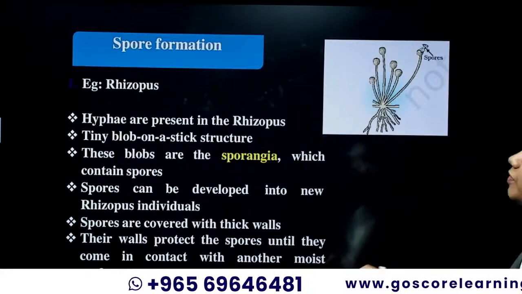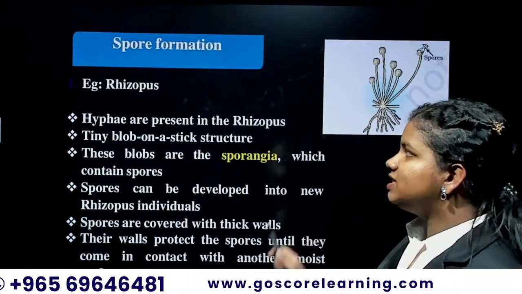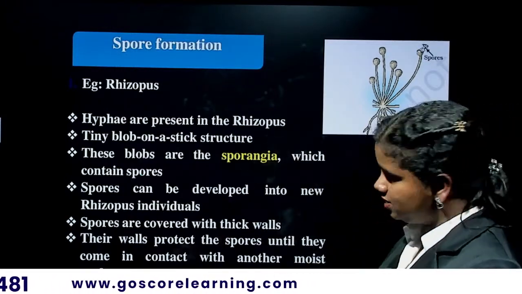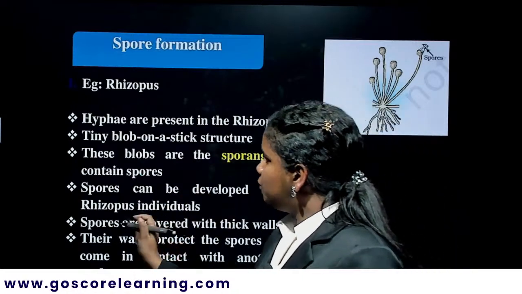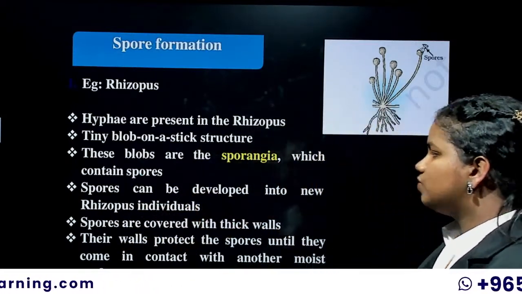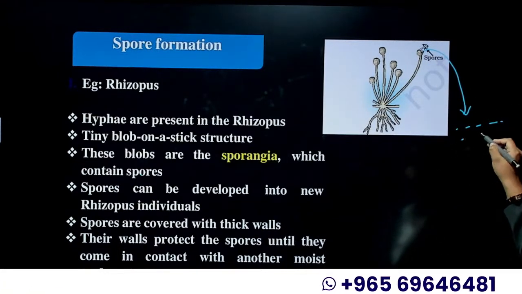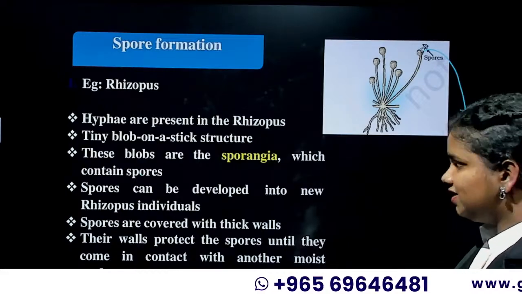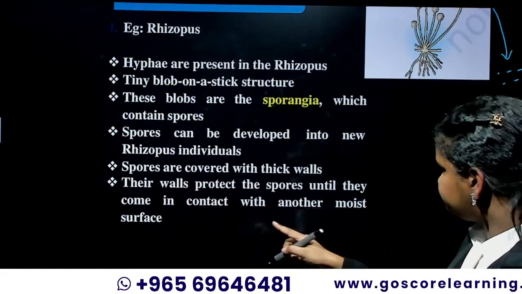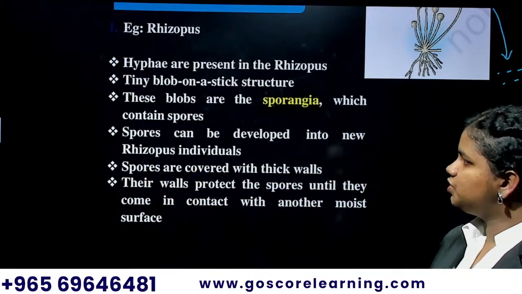Hyphae are present in the Rhizopus, a tiny blob on a stick structure. These blobs are the sporangia, sporangium in singular, which contain the spores. Spores can develop into a Rhizopus individual. So when this spore falls on a particular moist environment, there should be enough water and suitable conditions. And when it falls on a moist condition, they can grow into Rhizopus individuals.